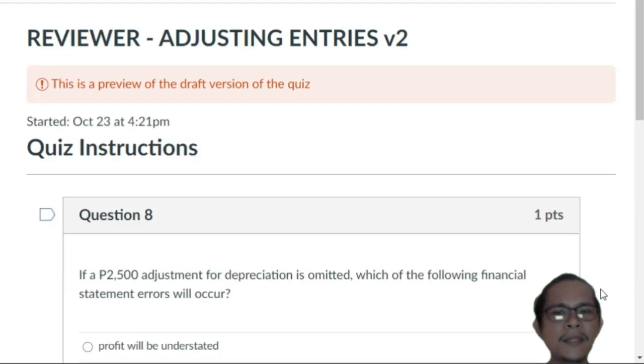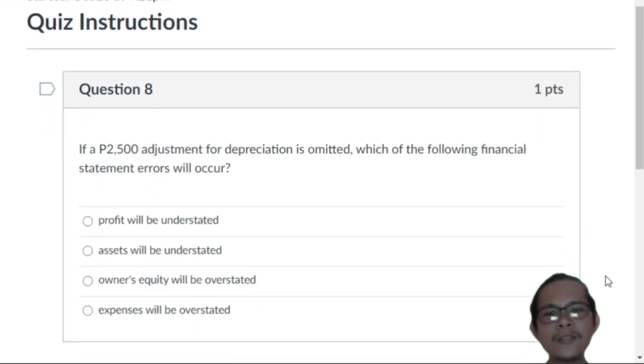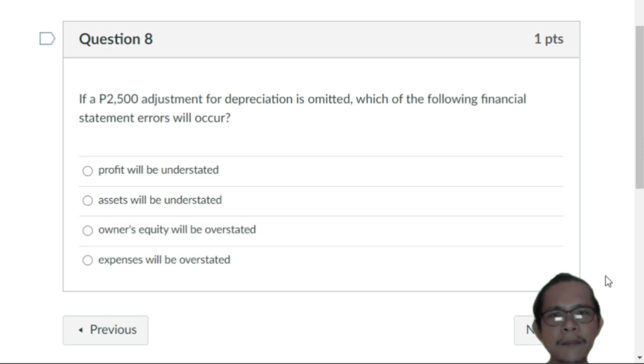Question number 8 naman tayo. If a 2,500 adjustment for depreciation is omitted, which of the following financial statement errors will occur? Remember, financial statement. Hindi dito sinasabi na income statement lang or balance sheet. Pag hindi ka nakapag-record ng depreciation expense, ang profit mo ba will be understated? Your asset will be understated? Your owner's equity will be overstated? Or the expenses will be overstated?